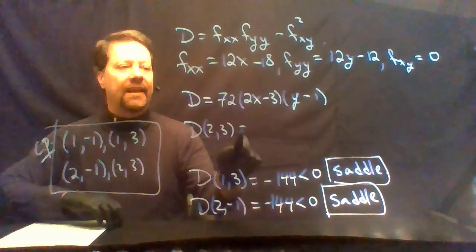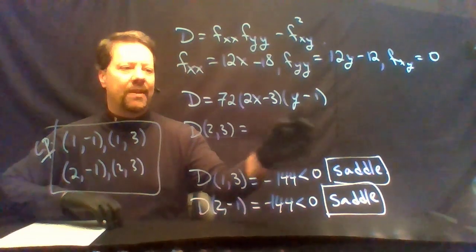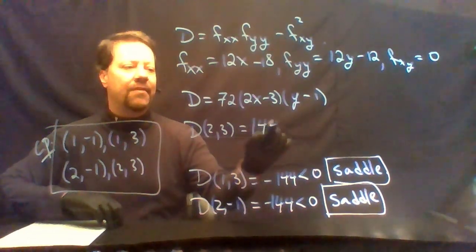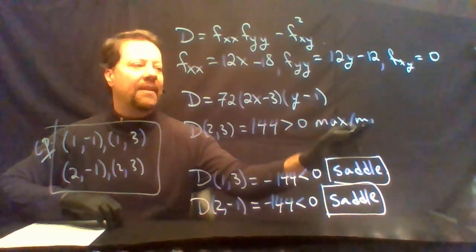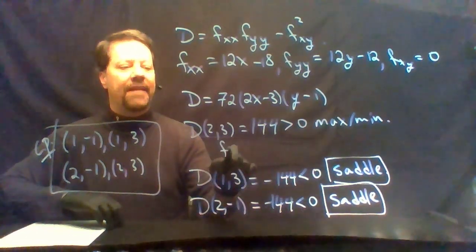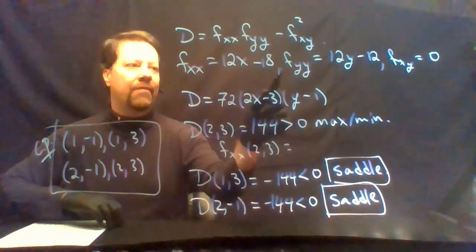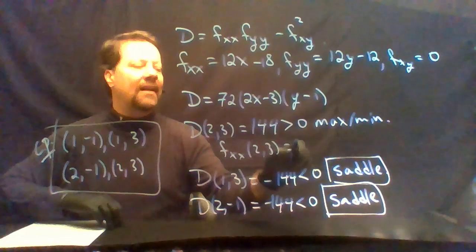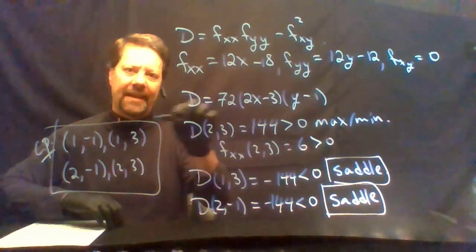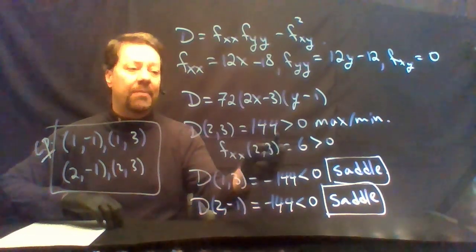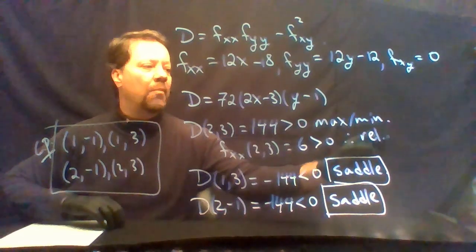Evaluate at 2, 3. 2 times 2 is 4, minus 3 is 1. 3 minus 1 is 2, we end up with a positive 144, which means we have either a max or a min. Evaluating fxx at 2, 3, we have 24 minus 18. That's going to be 6, which is positive. Concave up in that direction, and hence concave up in all directions, and therefore we have a relative min.